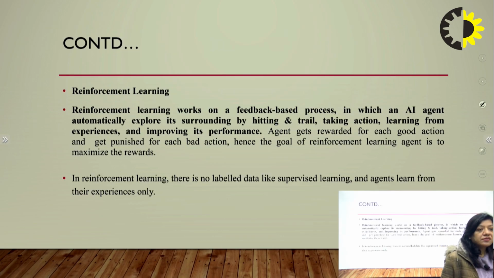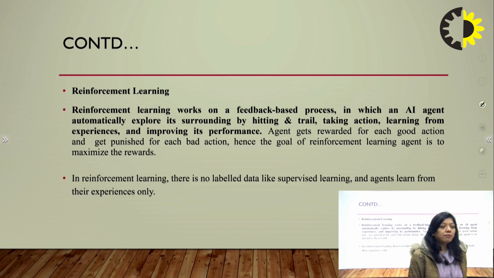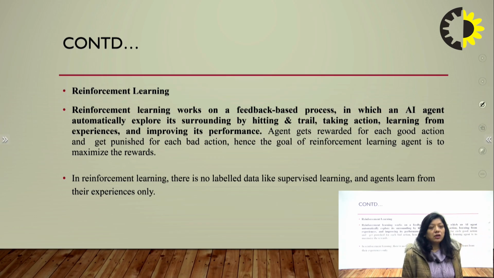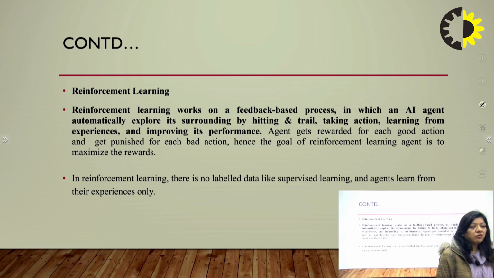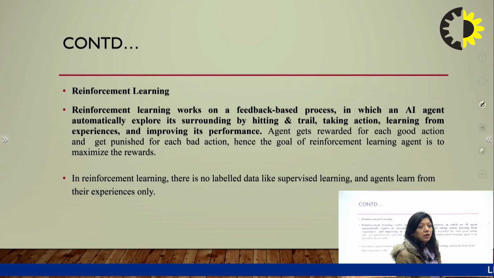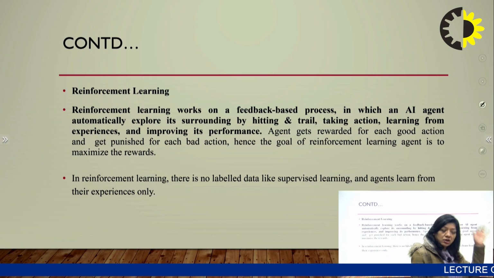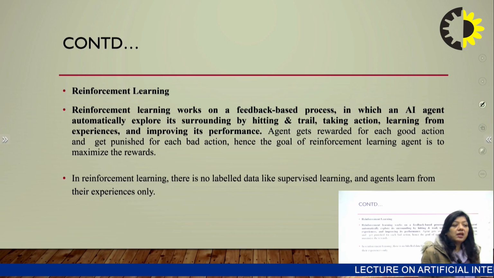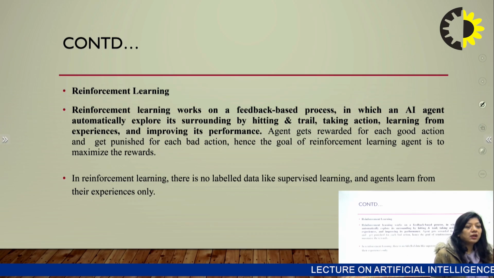Now, the last one is reinforcement learning. Reinforcement learning works on a feedback-based process in which an AI agent automatically explores its surroundings by hit and trial, taking action, learning from experience, and improving its performance. The agent gets rewarded for each good action and gets punished for each bad action. Hence, the goal of the reinforcement learning agent is to maximize the rewards.